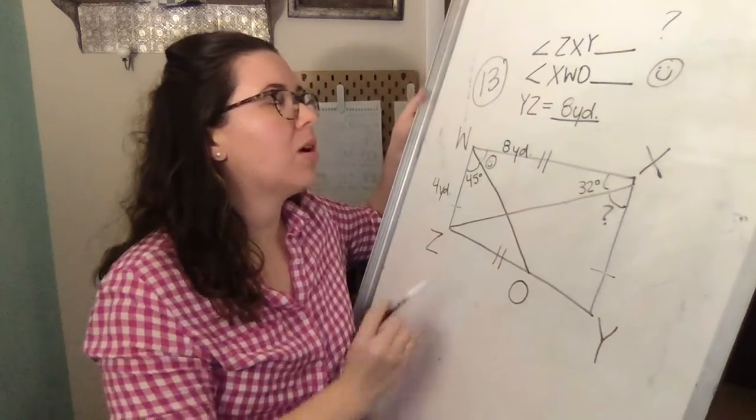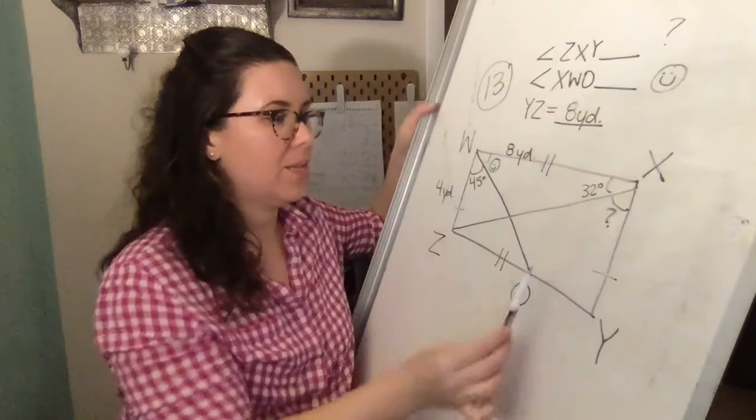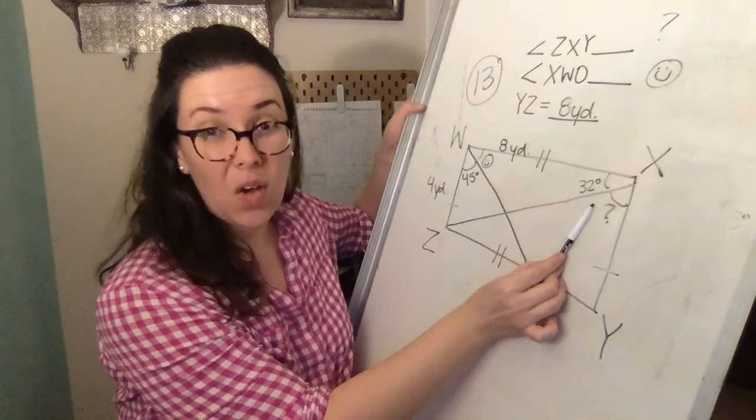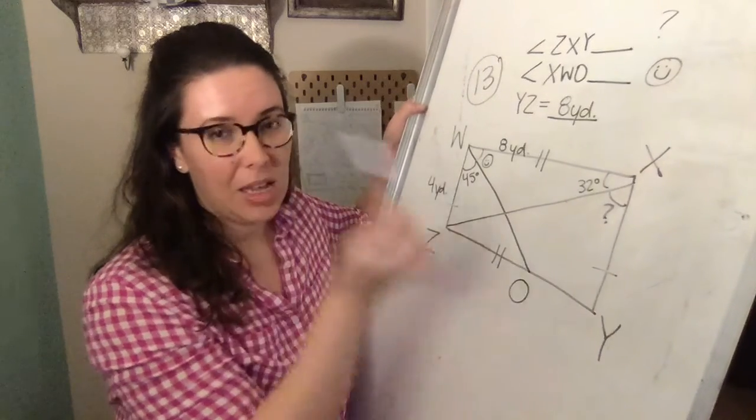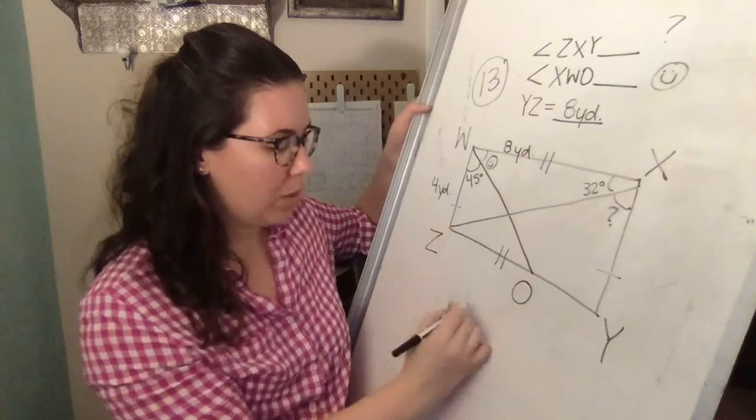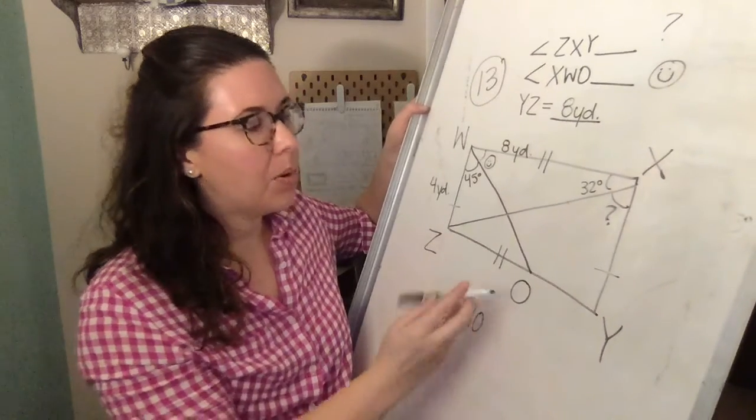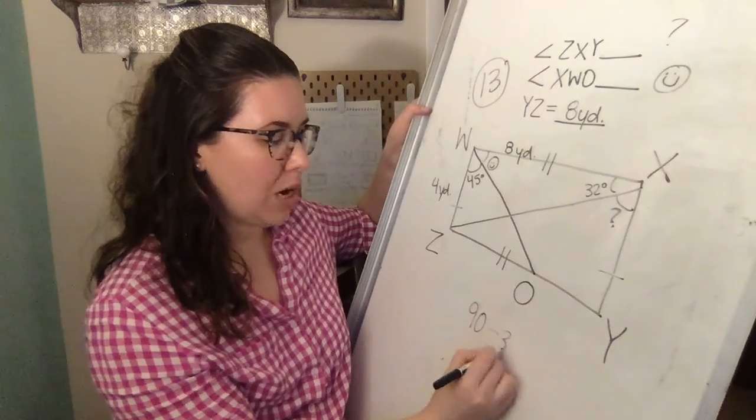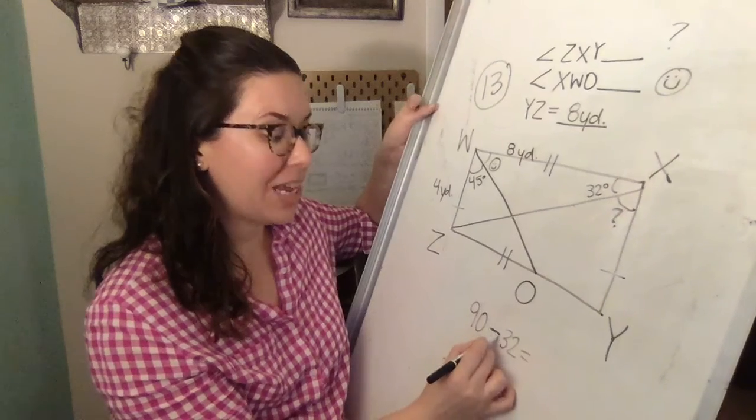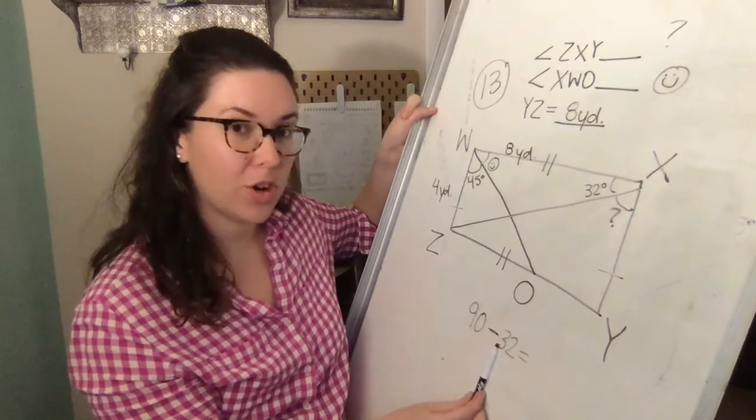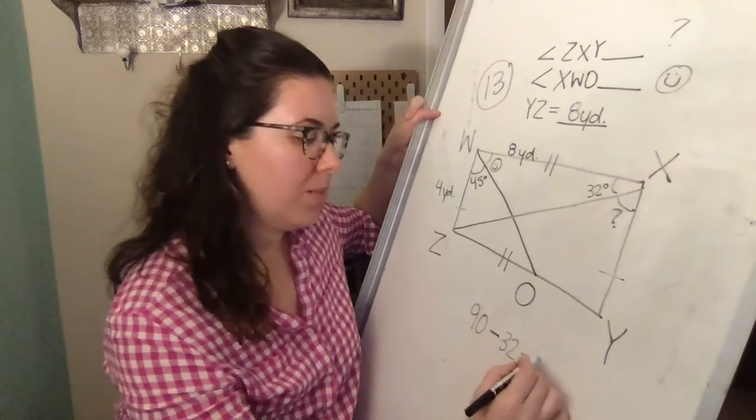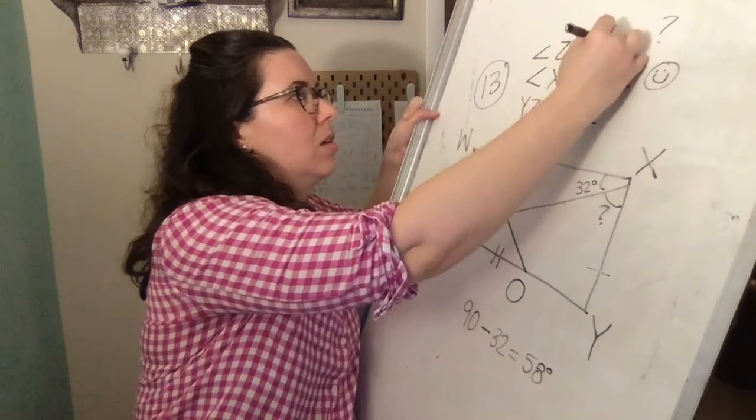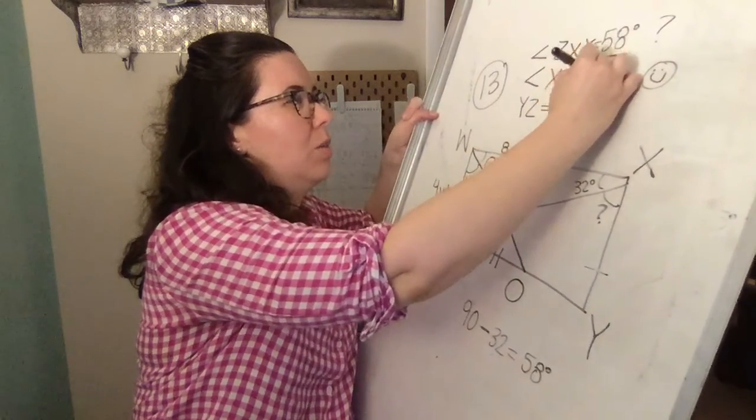All right, now it's time to solve for angle ZXY. Here in my corner piece, I know that one of the properties of a rectangle is that that whole corner will measure 90 degrees. And part of it, right up here, I already know measures 32. So I'm going to subtract that away to find the remainder. 90 take away 30 is 60. Take away 2 more is 58 degrees. And that little equal sign.